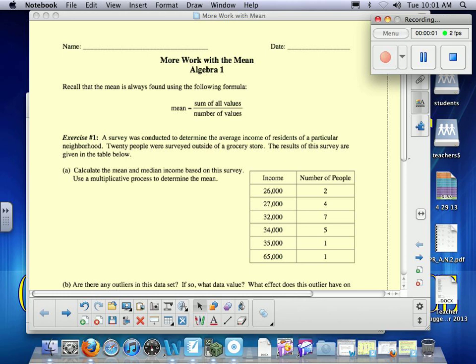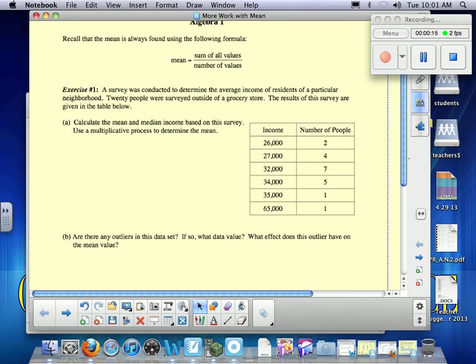So today we're going to work more with mean, and our focus is on the procedure of calculating mean. What they would like us to do in this first example is to not jump right to our calculator and put it in list 1 and list 2. They want us to use a multiplicative process. So far on the Regents, they haven't told us that we have to do mean this way. So we're going to do it this way once, just to say that we did, and then you can go right to your calculator for the rest.